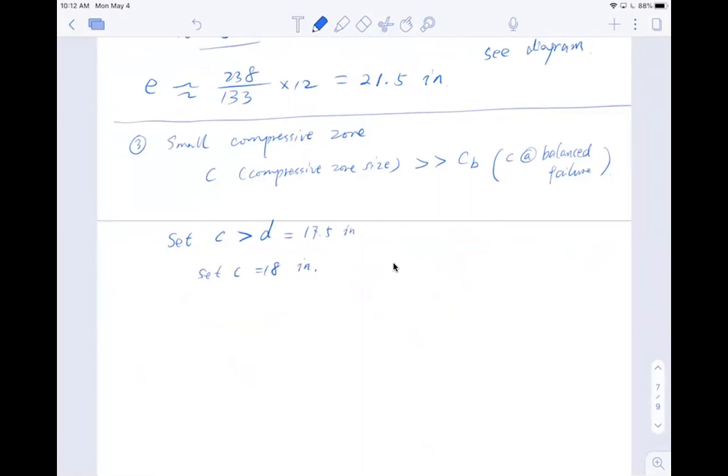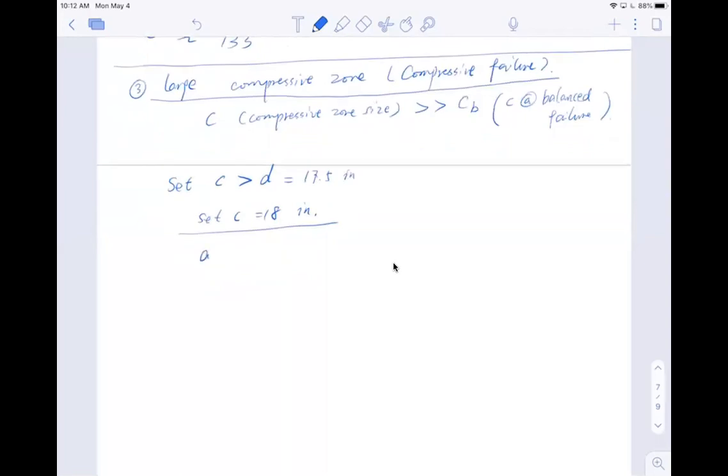Okay, 18 inch. So this way I ensure I have a very large compressive zone, right? Okay. So what happens if I have a compression failure? So I think I got it wrong here. Okay, this is a large compressive zone, compression failure. Okay, so I set a large compressive zone, proceed.